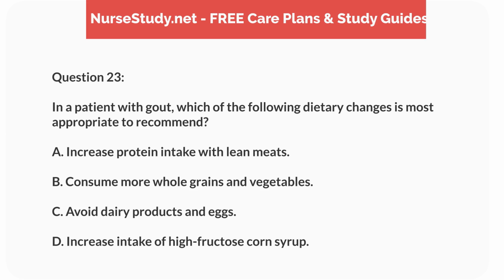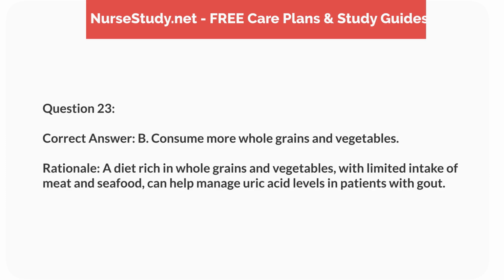Question 23. In a patient with gout, which of the following dietary changes is most appropriate to recommend? A. Increase protein intake with lean meats. B. Consume more whole grains and vegetables. C. Avoid dairy products and eggs. D. Increase intake of high fructose corn syrup. Correct answer: B. Consume more whole grains and vegetables.